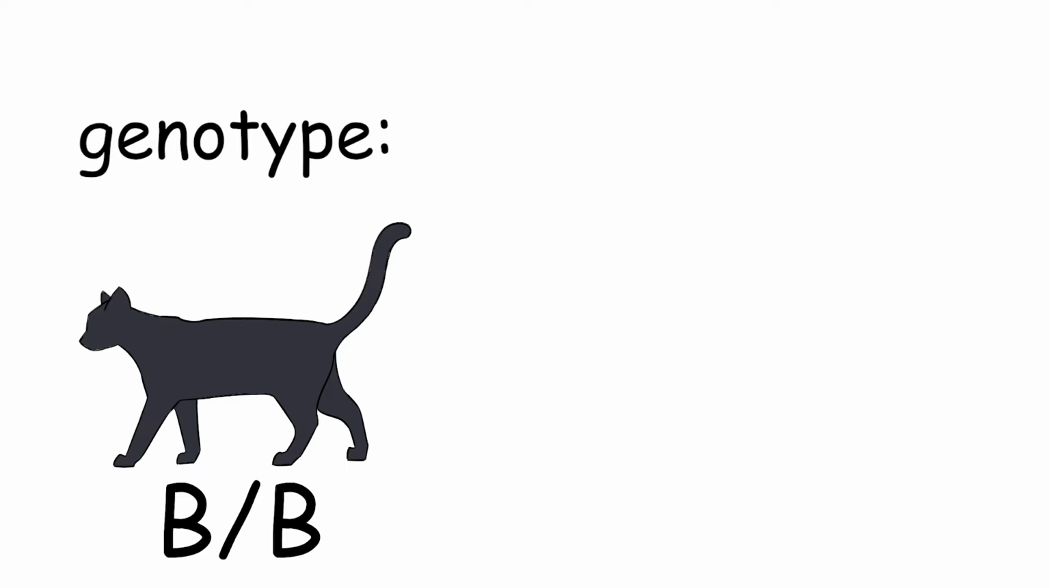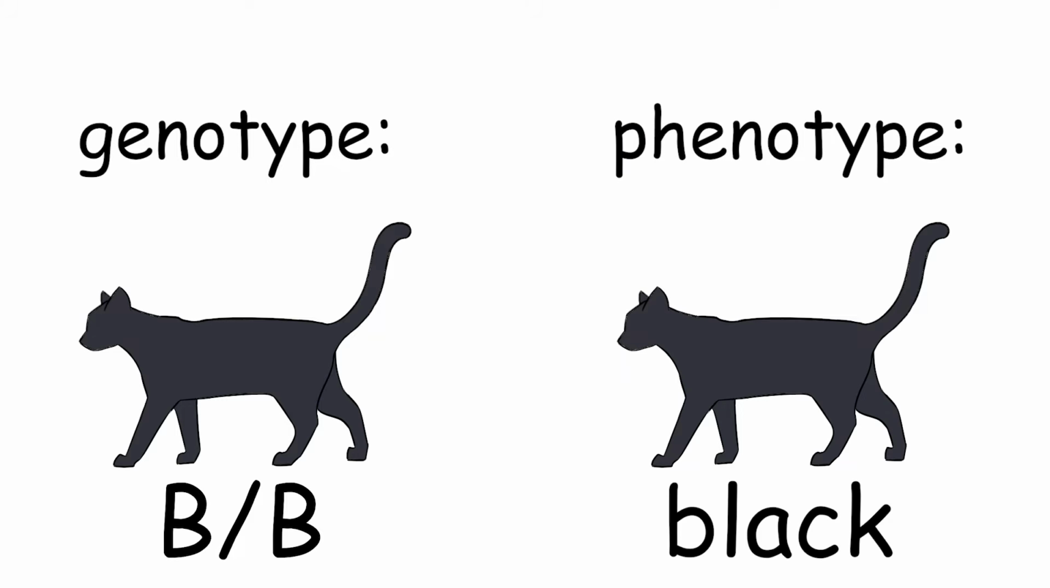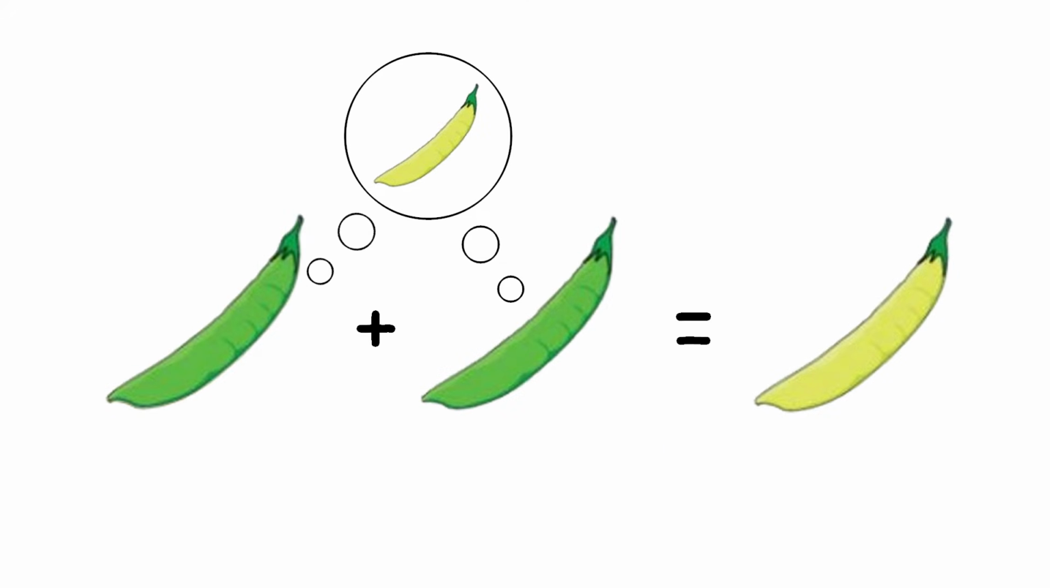So genotype refers to what alleles a cat has. Meanwhile, phenotype refers to what the cat's traits actually are as they appear on the body. Remember Mendel's pea plants? The ones that have the green phenotype, but their genotype contains both green and yellow? So why are they green instead of yellow, or both?